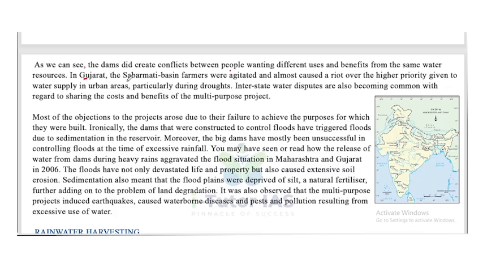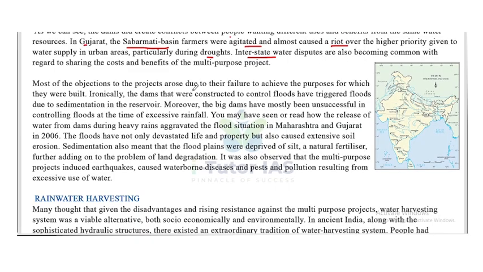In Gujarat, the Sabarmati Basin farmers were agitated and almost caused a revolt over the higher priority given to water supply in urban areas, particularly during the droughts. So the dams have also caused conflicts between people. Interstate water disputes are becoming common with regard to sharing the costs and benefits of the multi-purpose projects. The interstate water disputes are still going on. There are also examples of Tamil Nadu and Karnataka in case of the Periyar water.